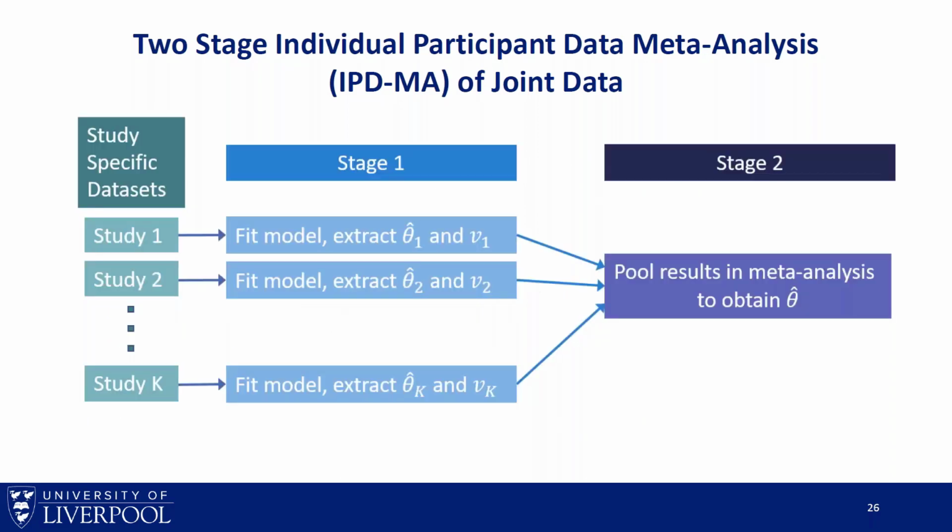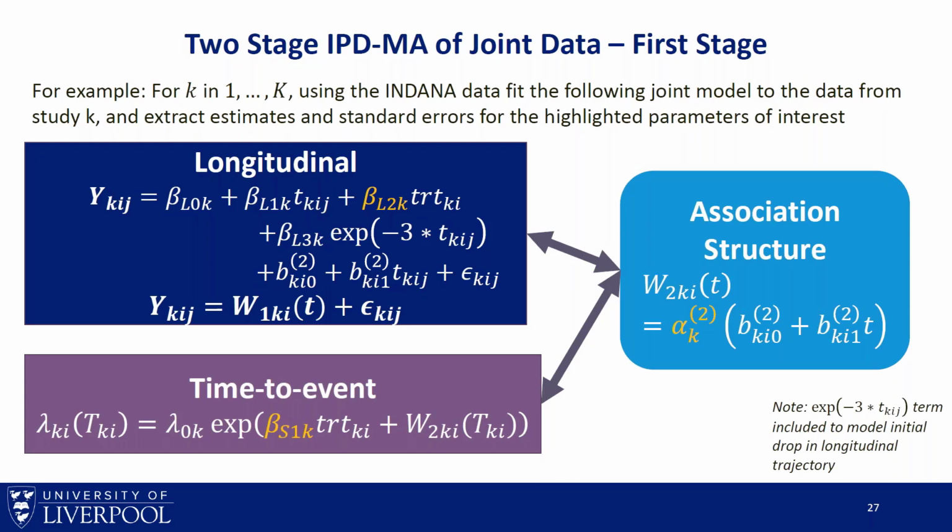So for a joint model, the first stage of a two-stage IPD meta-analysis would look like this. We again have a longitudinal submodel that contains a fixed intercept, time, treatment, and function of time term. These fixed terms have subscript k, representing that we're going to get fixed effects estimates for them from each study. We also include in the longitudinal component individual specific random intercept and random slope. So we allow each individual to differ in their longitudinal intercept and also in their longitudinal trend over time. As before, the W1 term is the linear predictor of the longitudinal submodel.